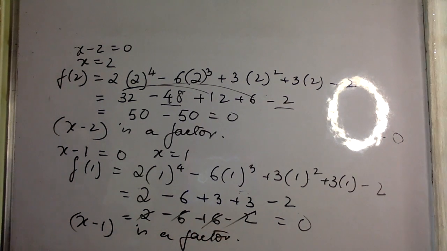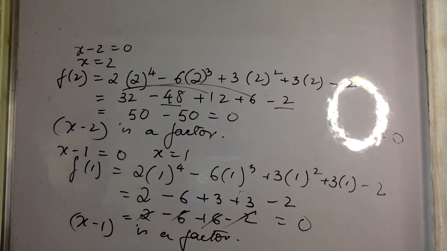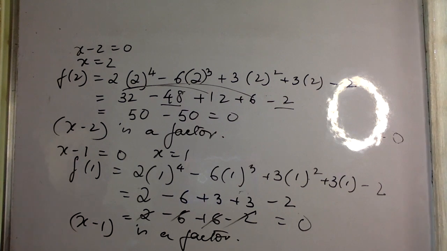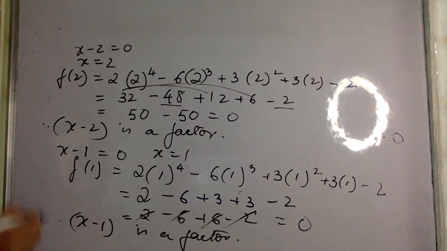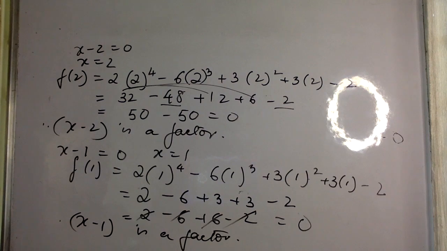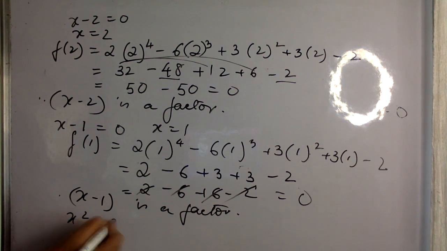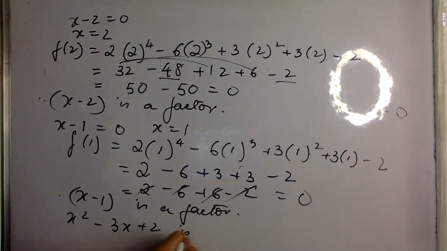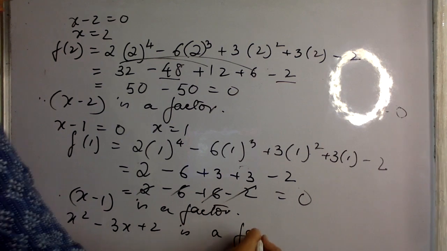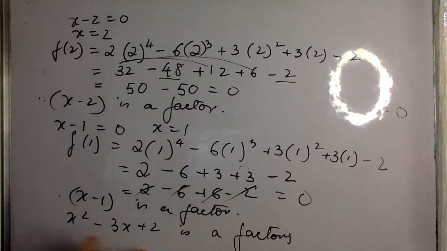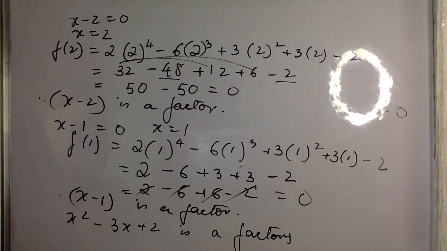So if I have a big expression which is split into two different smaller expressions, and both of those factors are factors of the expression, that means the big expression, that is x square minus 3x plus 2, is a factor, because its factors were factors. Therefore, this itself is a factor. So this was the factor theorem.